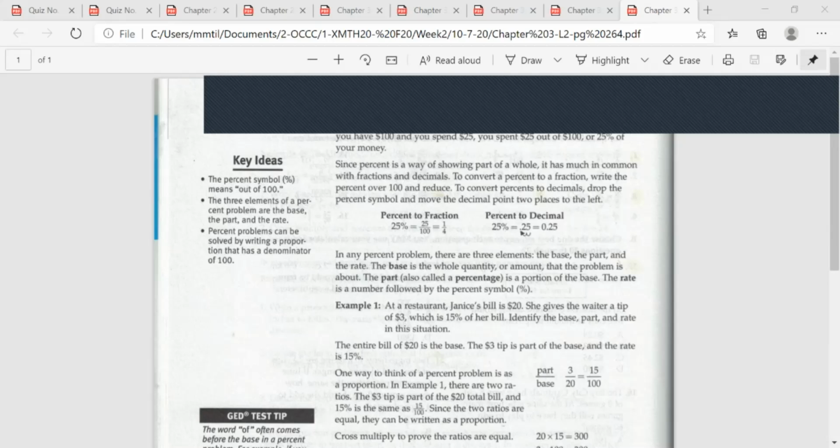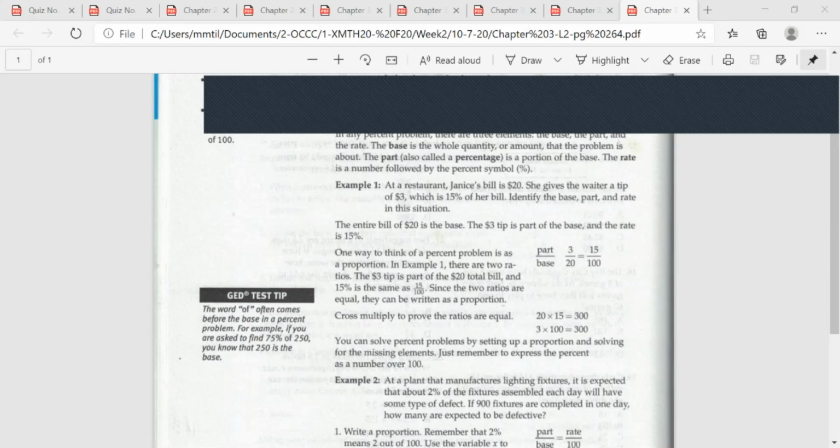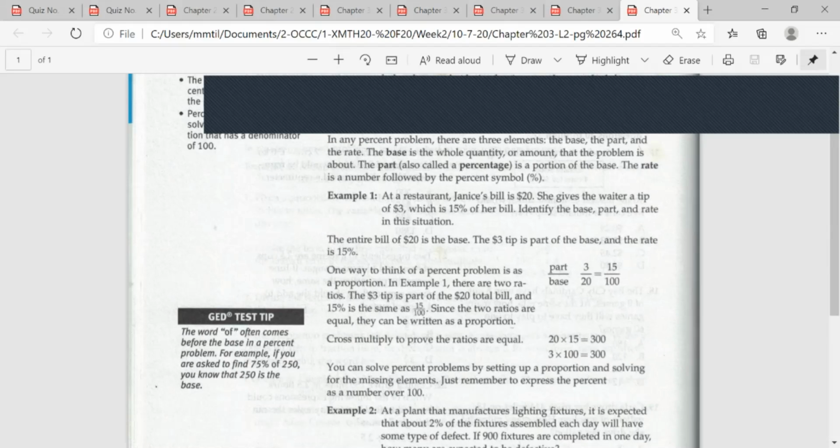Does that make any sense at all? It's just out of 100. Okay, it's anything out of 100. Let's look at example 1. At a restaurant, Janice's bill is $20. She gives the waiter a tip of $3, which is 15% of her bill. Identify the base, part, and rate of this situation. Okay, so what we're learning here is that part over base is equal to percent.